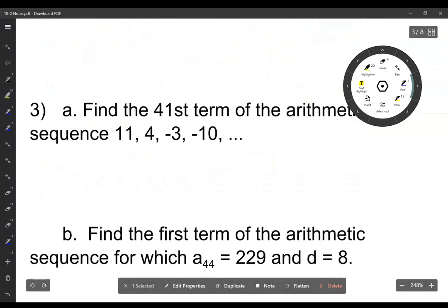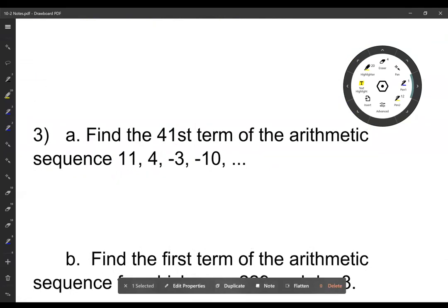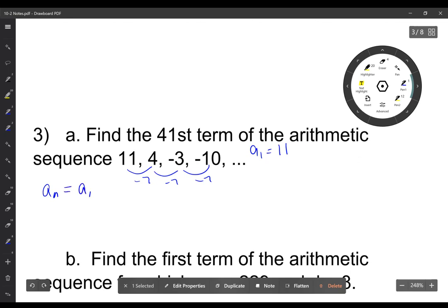So for 3, we're finding the 41st term, so we're predicting off into the future. So that means I'm going to have to write a formula again. So we're going down by 7 every time. I always check all of them just to make sure it's not a trick. a sub 1 is 11. So first is to write that formula for the nth term. So that means I'm going to have 11 plus n minus 1 times negative 7. And then I'm going to distribute and simplify this.